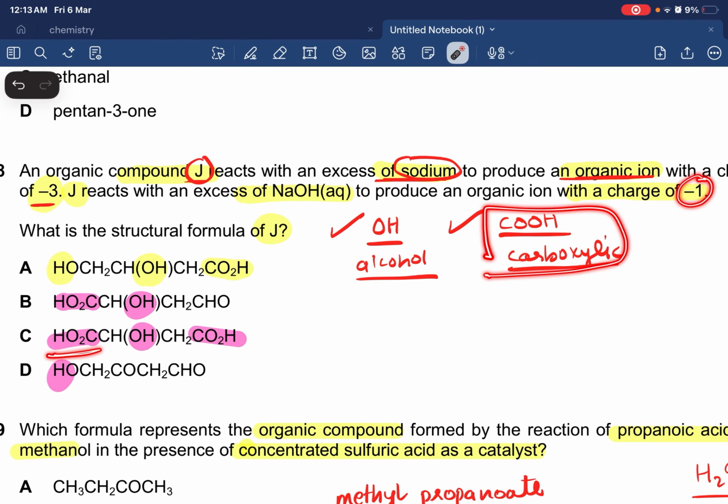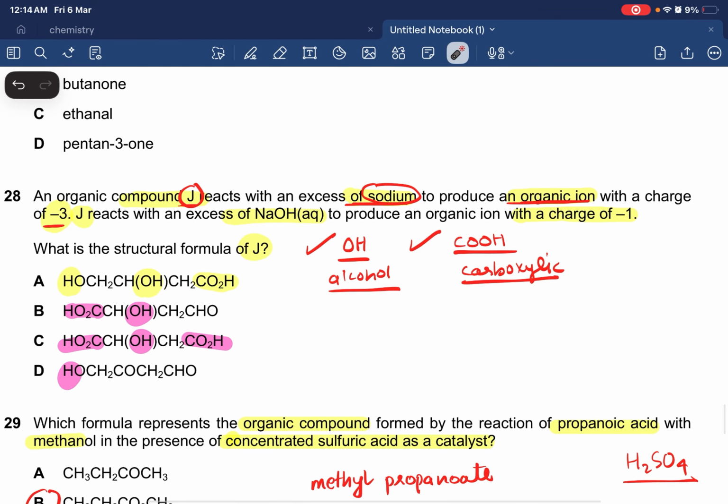If I look at the options, some have 2 carboxylic. I only need 1 carboxylic. I'm going to explain it again. I know that's a brain teaser. -3 means we need 3 functional groups which are going to react with sodium. We have 3 functional groups here and 3 functional groups here. And a -1 means with NaOH only 1 carboxylic functional group can react. In option A we have 1 carboxylic. In option C we have 2 carboxylics, right?